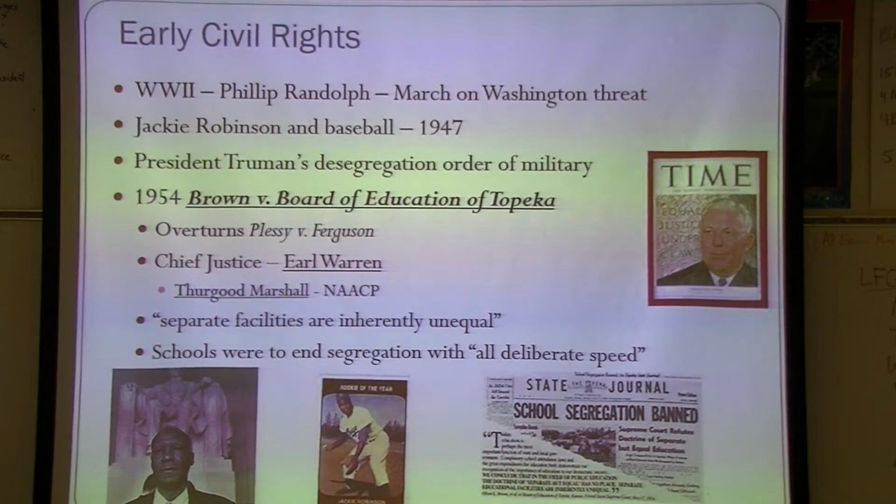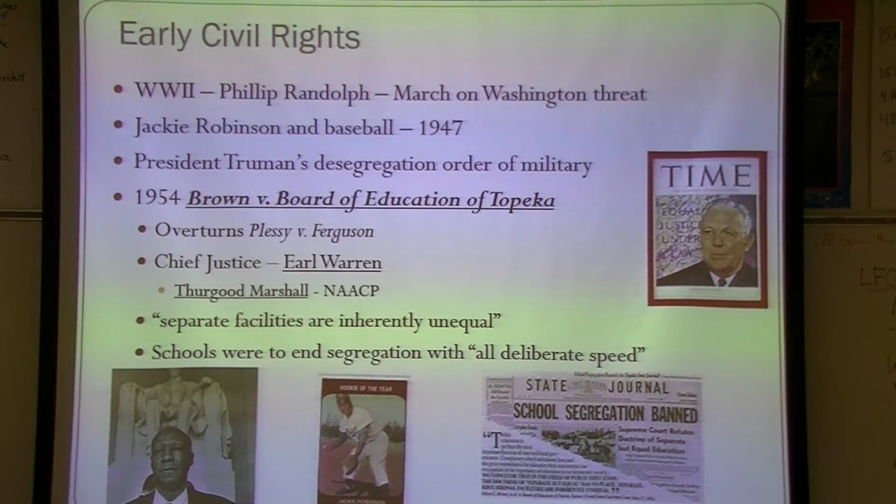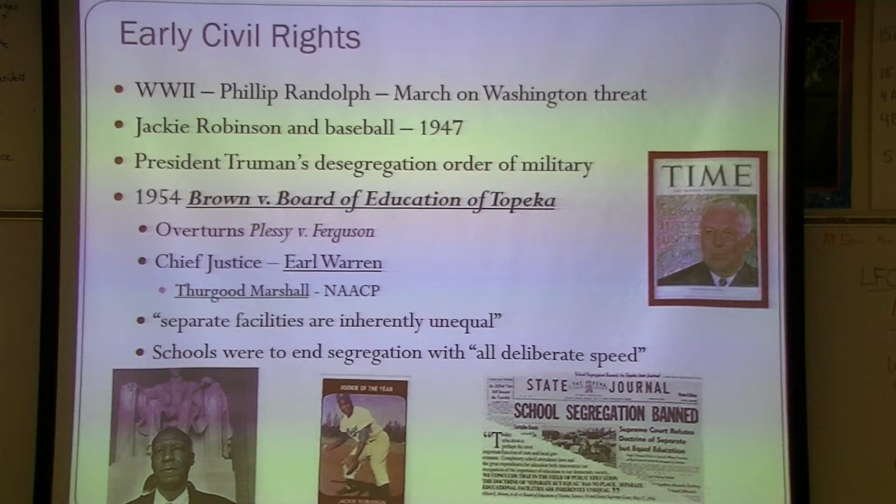Now the case that you need to know, and this is where we have the Supreme Court making policy, is Brown versus Board of Education in 1954. It was a mixture of cases, 5 cases that were brought together. The key thing is it will overturn Plessy versus Ferguson from 1896. What they said is that the separate facilities were inherently unequal. Where Plessy had said separate but equal, in Brown they said they can't be equal.